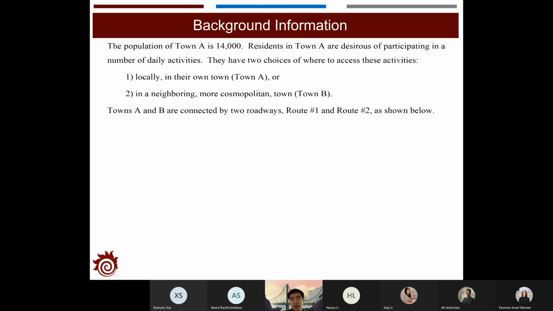Here we consider there are two towns, town A and town B. The population of town A is 14,000. Town A is designed as the residential area, so most of the people live in that area. Town B is designed as the entertainment or business area. The people who live in town A will travel to town B for different types of daily activity. And there are two routes for them to drive from town A to town B.